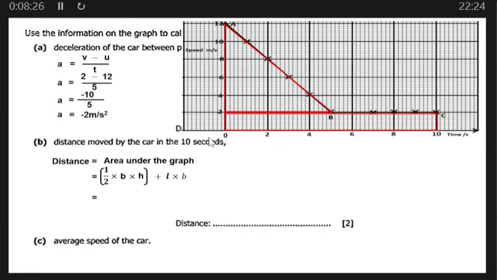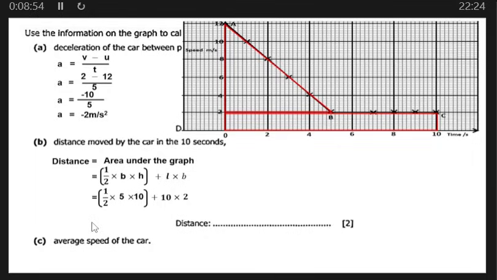Then for the length of the rectangle, we know from 0 to here, it is actually 10. So this is the length. Then the breadth can be this one, which is the width, which can be from this point 0 to this one, which is 2. So the length will be 10, then the width or breadth will be 2. So we'll substitute half times 5 times 10, close brackets, plus 10 times 2.